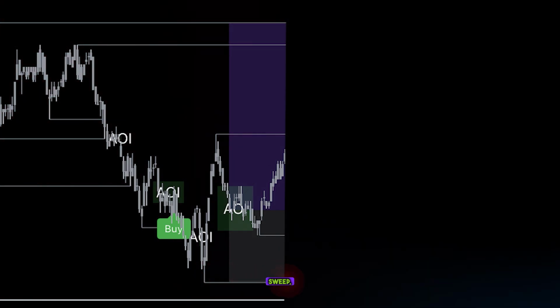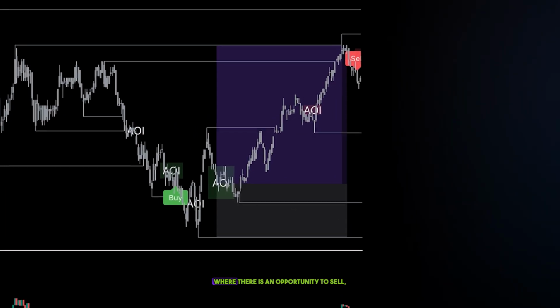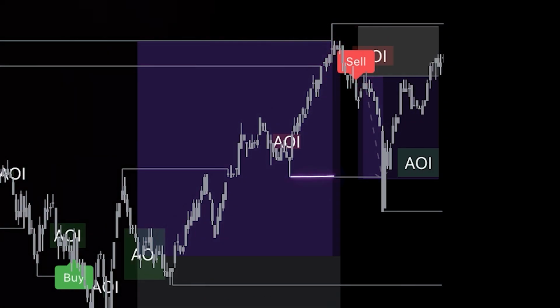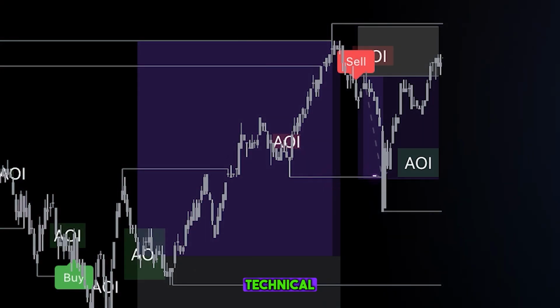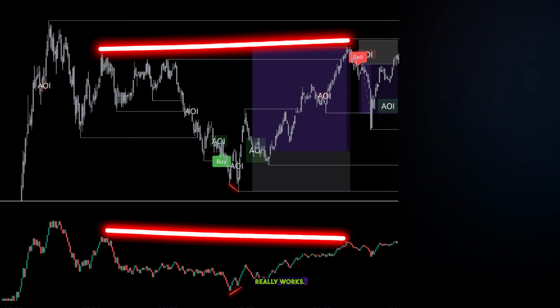After the liquidity sweep, we are waiting for the creation of another zone of interest, where there is an opportunity to sell, where we can target the nearest remaining liquidity. Thanks to our technical tools, you can see a real example of how the market really works.